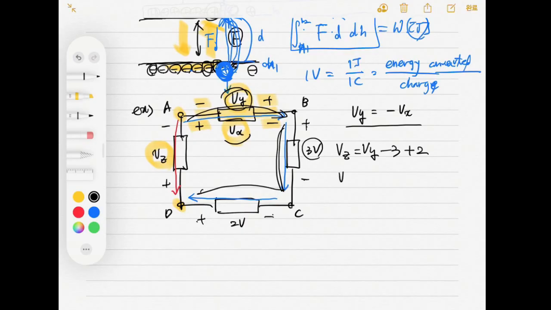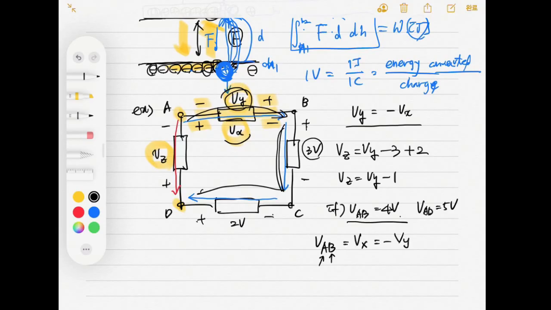So we can say Vz is Vy minus 1. So if VAB is 4 volts and VAD is 5 volts, what is the meaning of that? VAB is 4 volts means we defined VAB as from B to A. So there will be Vx. This is minus Vy.